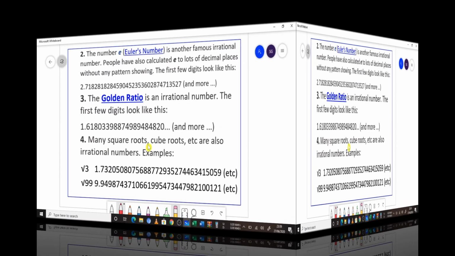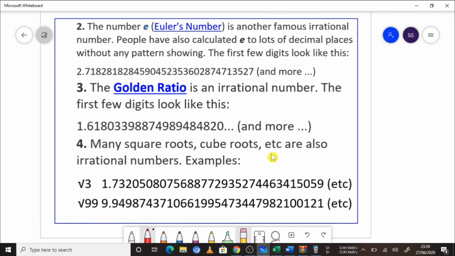Many square roots, cube roots, etc. are also irrational numbers. For example, square root of 3 has all of these values, no repetition, no pattern, no ending. So it's non-recurring and non-terminating. Square root of 99 is 9 point all of these values, no repetition after the decimal, no ending after the decimal. Hence, this is also an irrational number.